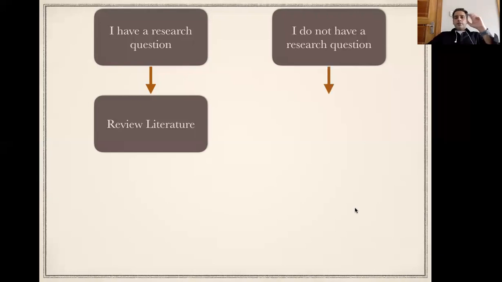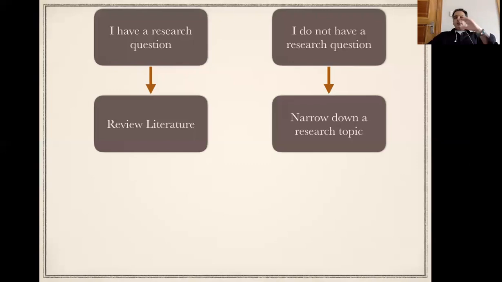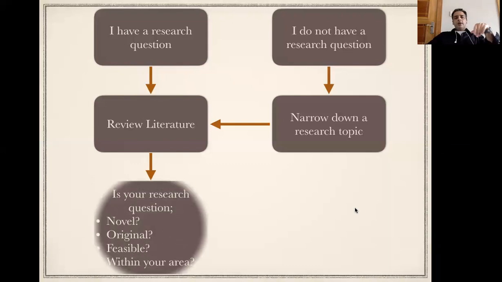If you do not have a research question, all you need to do is narrow down your research topic. Narrow it down, shortlist, pick up the specific, use a microscope to get to the bottom of the discipline you're trying to work on. Once after narrowing it down, you go back to the literature review. And then once you have that literature review, you have to answer these questions.